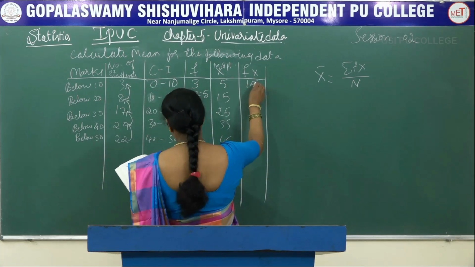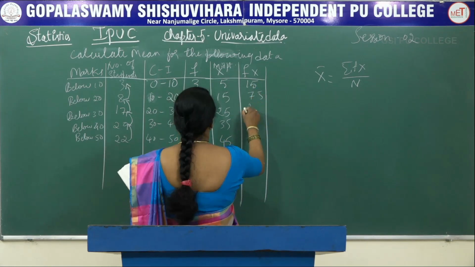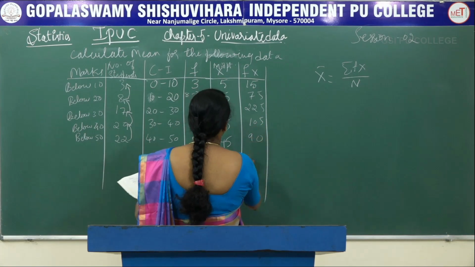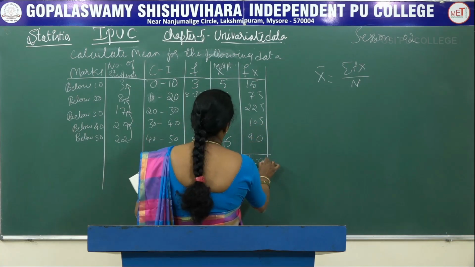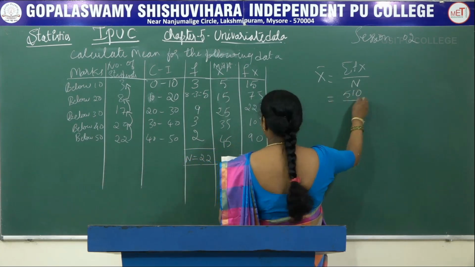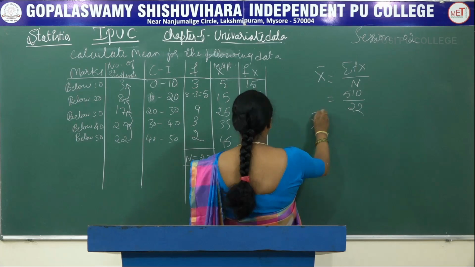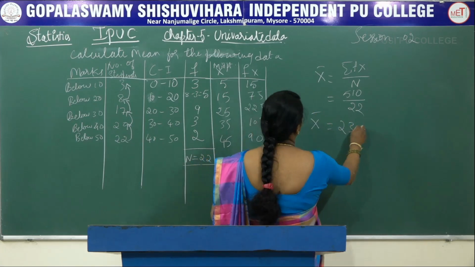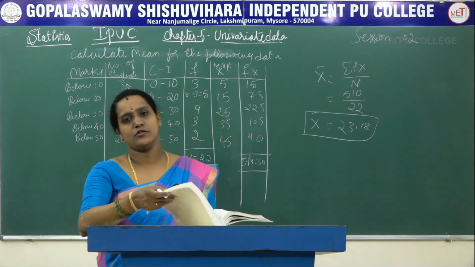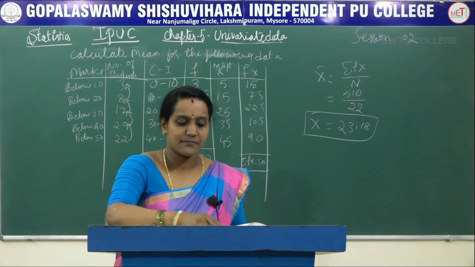It is 15, 75, 225, 105, 90, and summation of fx is equal to 510. Now you substitute in this formula, that is 510 divided by 22. So your x bar value is 23.18. Next problem.